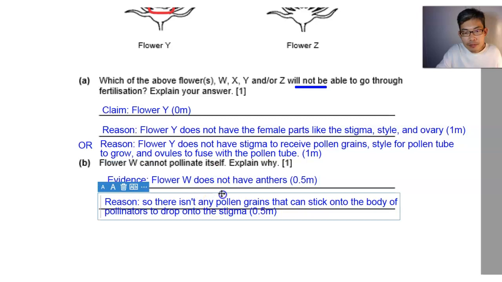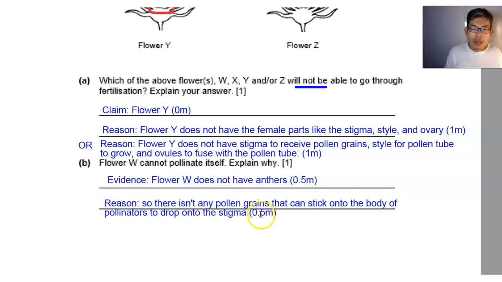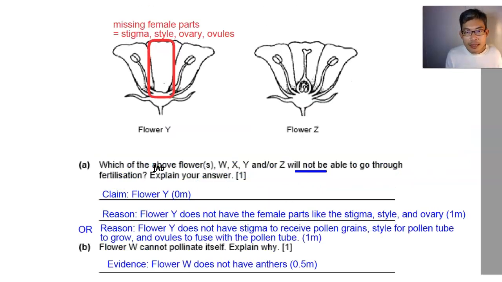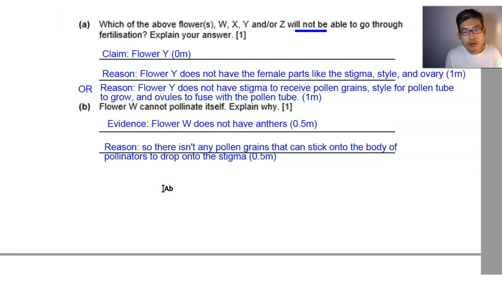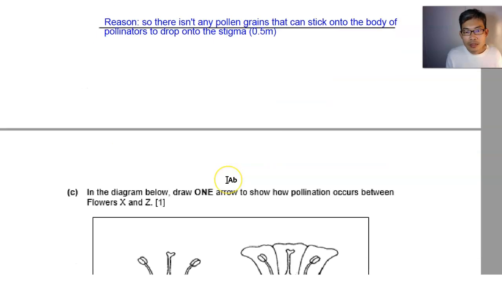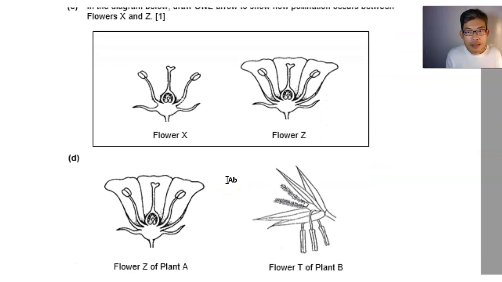So flower W cannot pollinate itself. This is flower W because why? Evidence. Let's tell the person you observe this important thing: it does not have anther. But so what? So what if it doesn't have anther? So there isn't any pollen grains that can stick onto the body of pollinators to drop onto the stigma. Let's go on to the next question.